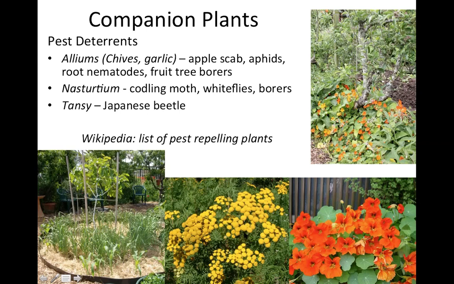Tansies are good for Japanese beetles. So there's a whole list of different plants that you can use to repel different pests. And we're going to talk more about this in the mammal class. These are really beneficial.